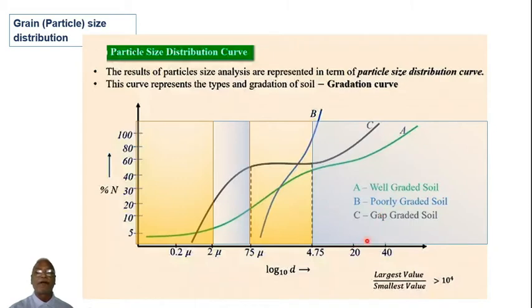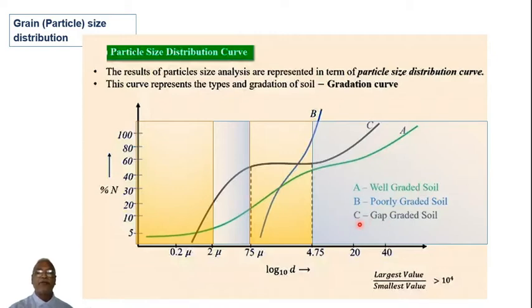So if a soil is a good mixture of everything, as seen by the green line over here, it has particles of clay, silt, sand, and also some particles of gravel. It is a good mixture of everything, that's why it is well graded.